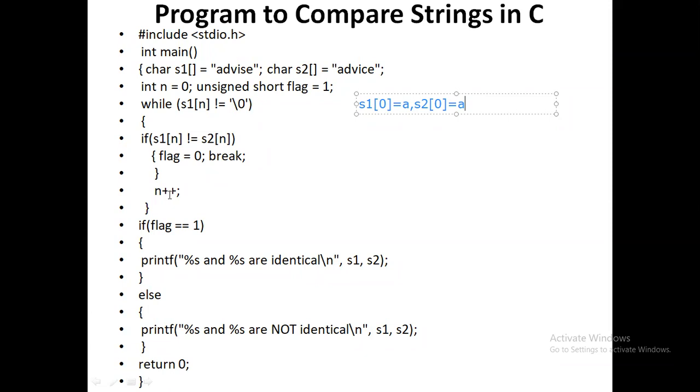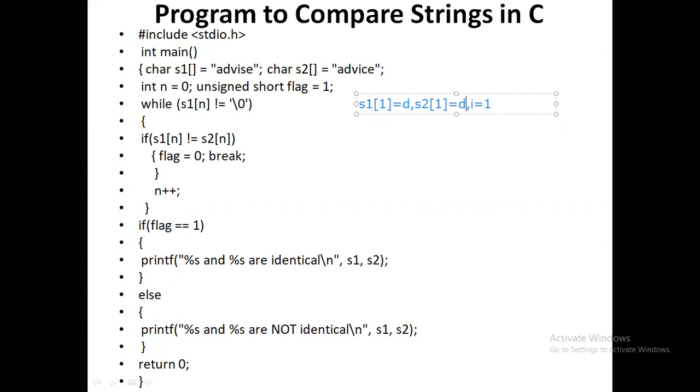n plus plus, again I iterate n. That is, n will be incremented; initially it is 0, now it will be incremented to 1. Now what do I compare? I will compare S1 of 1, which is D, and S2 of 1, which is also D. Both are identical, so there is no need to enter the if block.